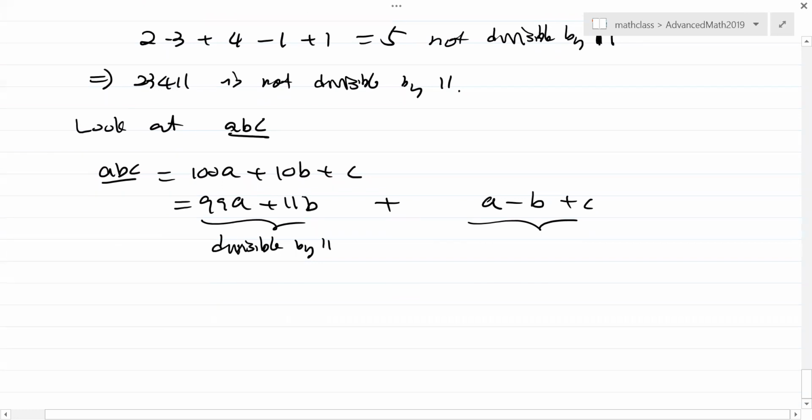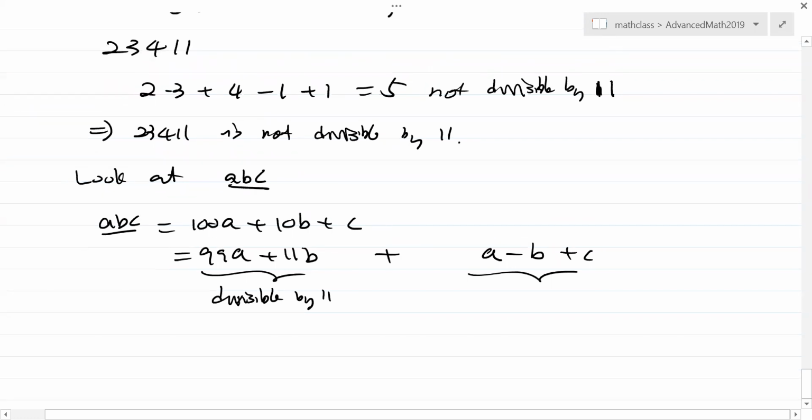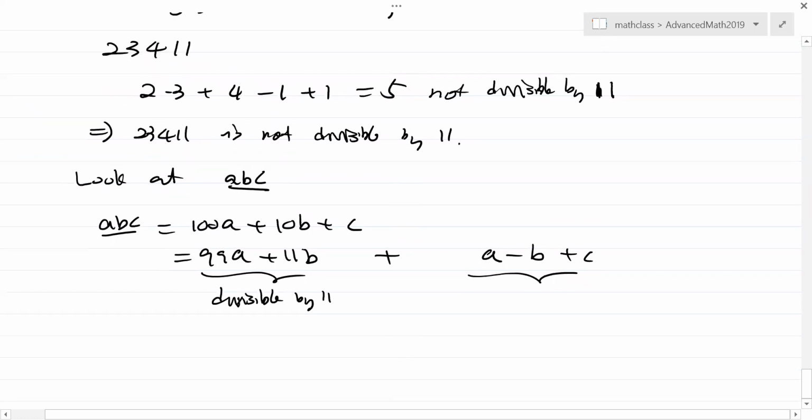Then a 3-digit number is divisible by 11 if and only if A minus B plus C is divisible by 11. Right. So negative, yeah, it's a 3, sorry, 3, yeah. 4 minus 1 is 3, so I saw it.